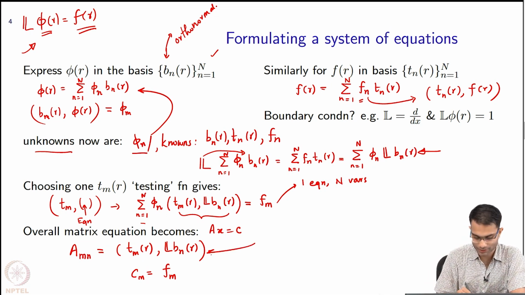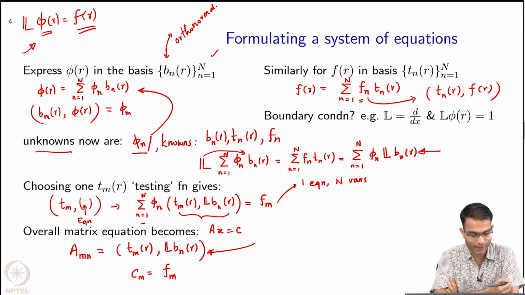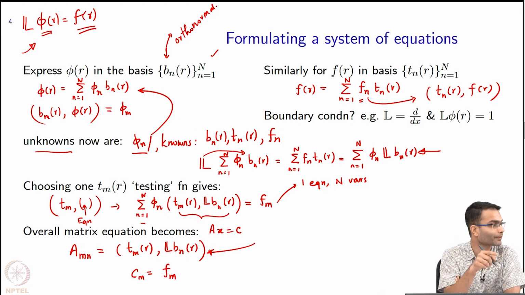This, inner product over here, because L is a complicated operator. So you have to operate it on L of r and then take the B of n and then take an inner product with T of m. So it looks very compact over here. It looks like there's not much to do over here.